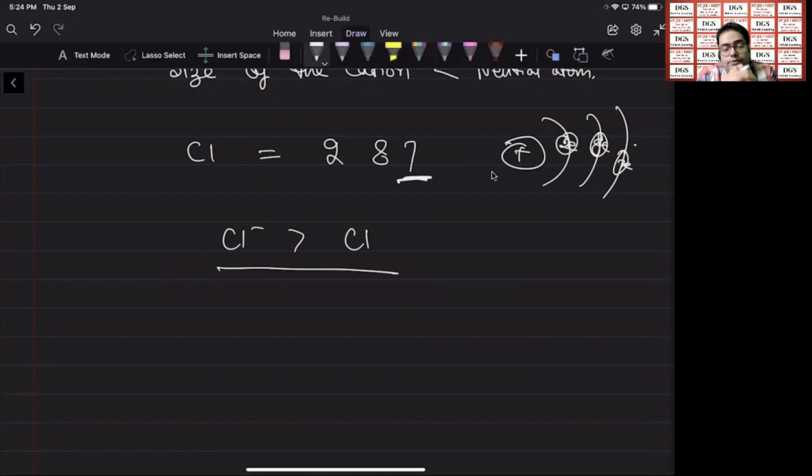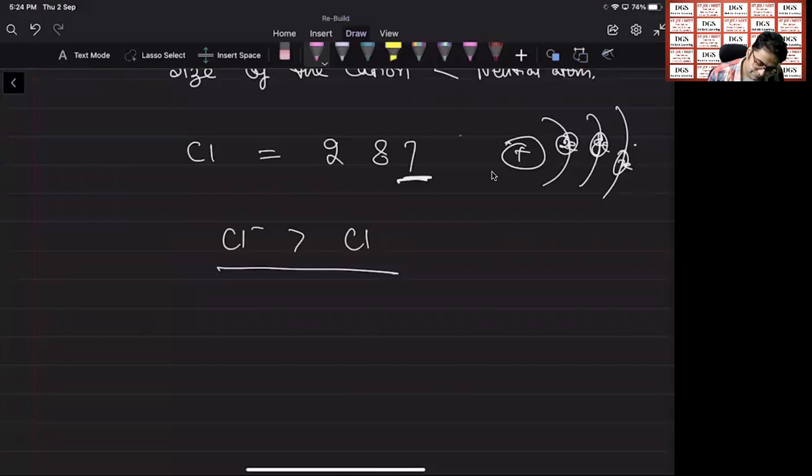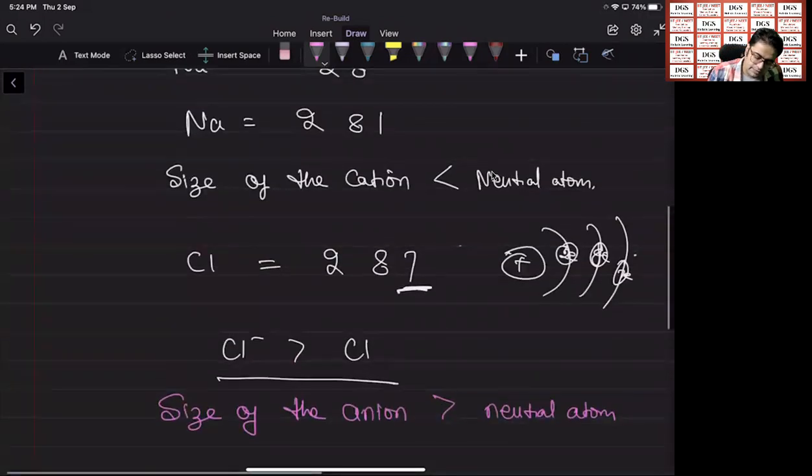So my dear students, the size of the cation will be smaller than that of the neutral atom, and the size of the anion will be more than that of the neutral atom. Fine. These two you need to remember.